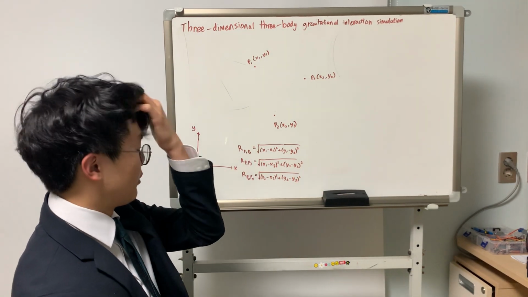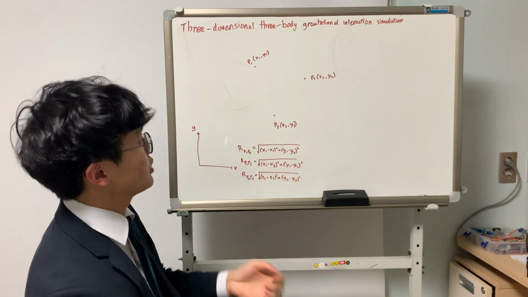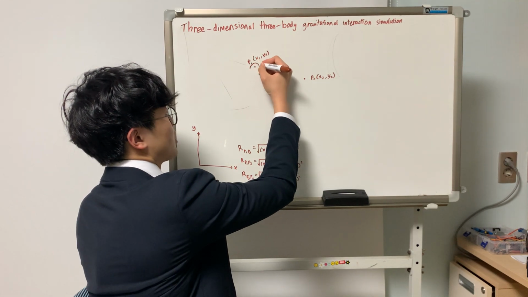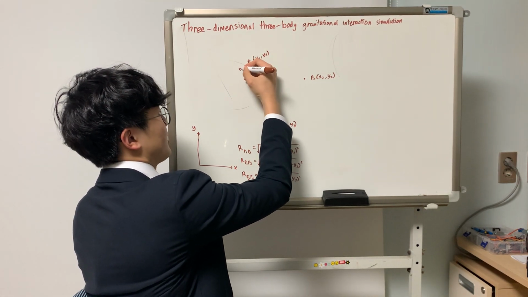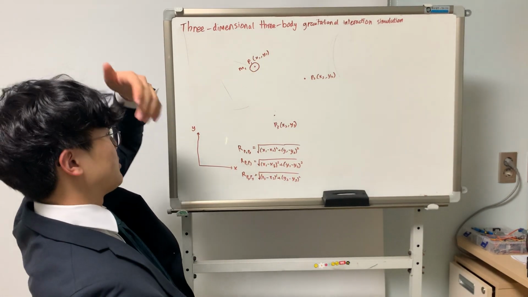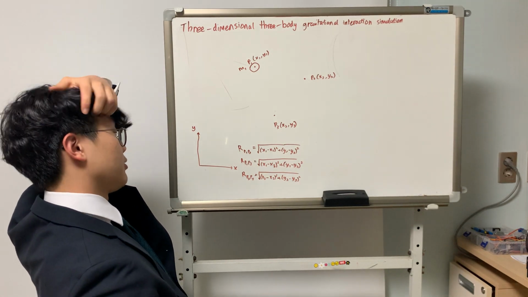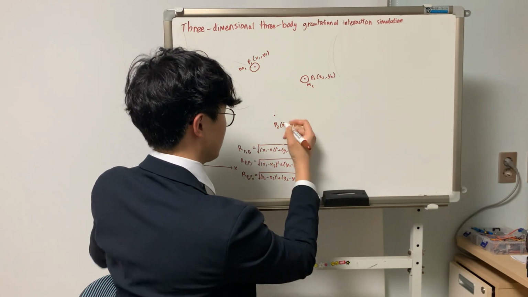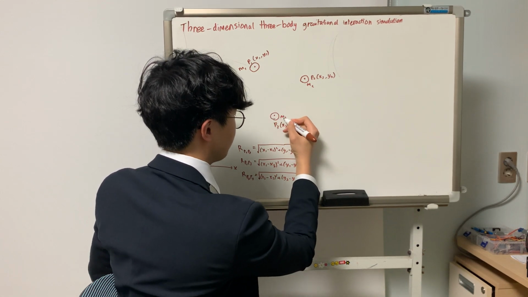Alright, now we have our radiuses. What else is going to be useful? Well, they're going to need some masses. So let's say this object here is going to have a mass of m1. This mass at point 2 is going to have a mass of m2. And this here is going to have a mass of m3.